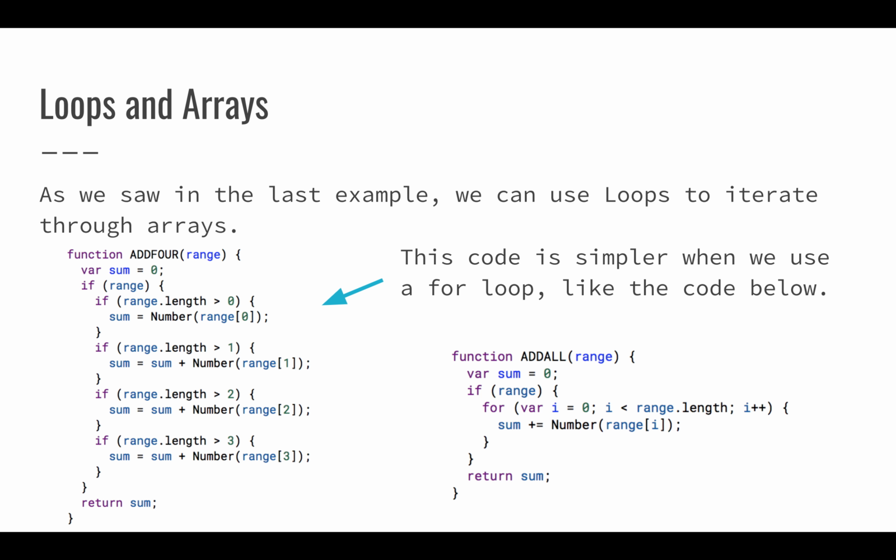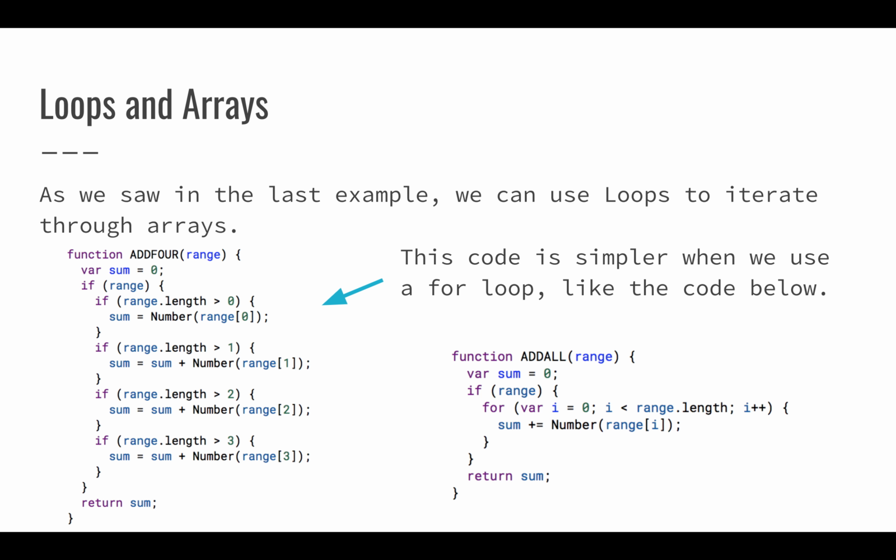Now that we've seen this, we can actually see exactly how this is going to make our life easier. As we saw in the last example, we can use loops to iterate through these arrays. So now that we've done this, we can actually make our code much cleaner. This add for that we wrote in our last module, we can actually make that simpler. We can call this addAll, and we still have the sum line. We still have var sum equals 0, and we're still checking to see if there's anything in the range.